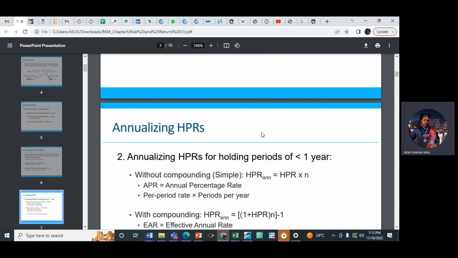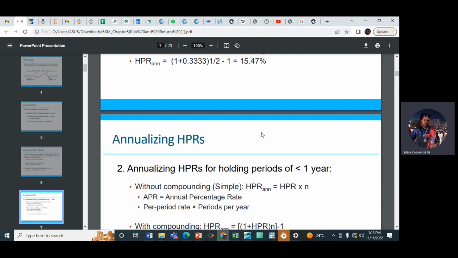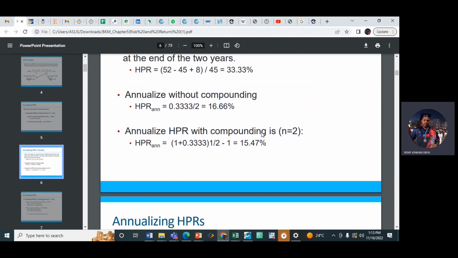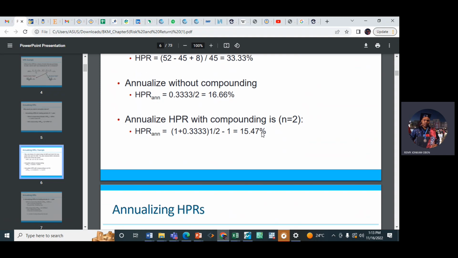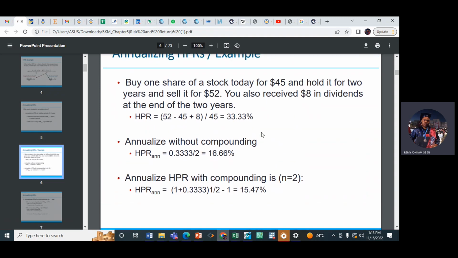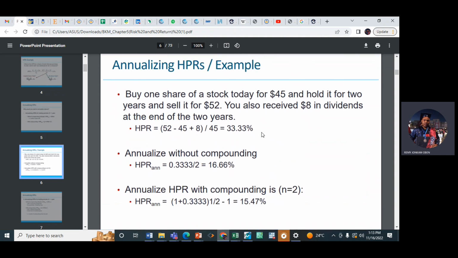Here is the question in the example. Holding it for 2 years. He's calculating the HPR. So to annualize, you are holding it for 2 years, then you should annualize it for 1 year. You should bring it to 1 year.